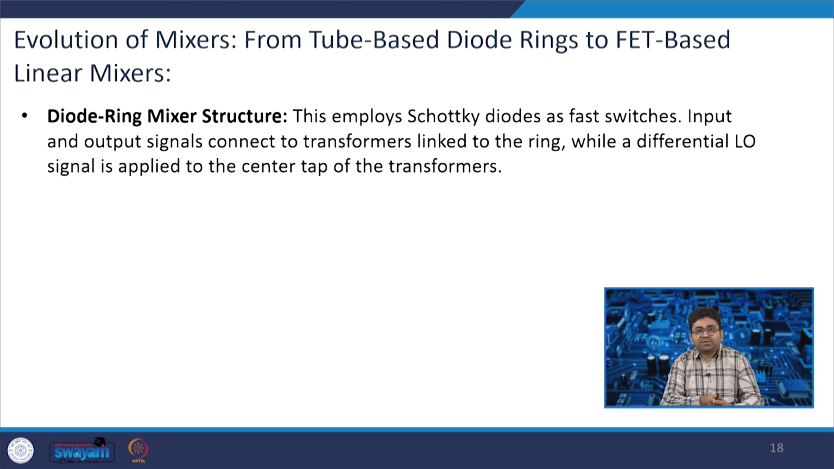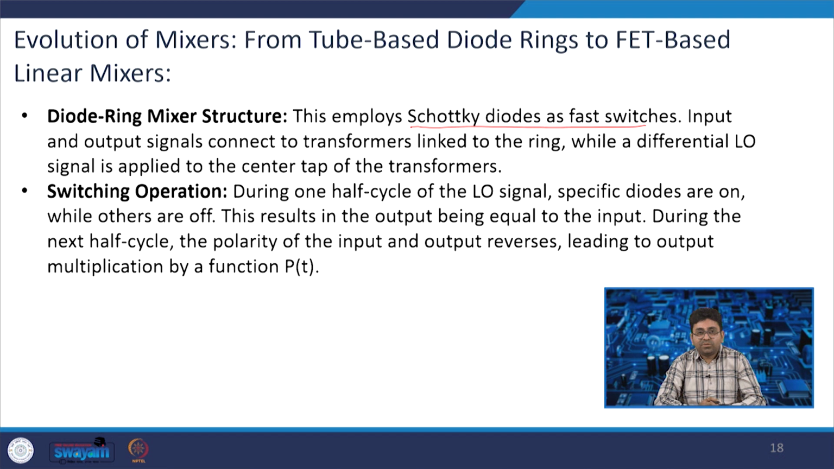So, the diode ring mixer structure employs the Schottky diode. The Schottky diode is fast in switching, and it can switch up to terahertz. Input and output signals connect through transformer links to the ring, while a differential LO signal is applied to the center tap of the transformers. So, this is how the diode ring mixer works. How does the switching operation work? During one half cycle of the LO signal, specific diodes are on while others are off. This results in the output being equal to the input, and during the next half cycle the polarity of the input and output reverses, leading to the output multiplication by a function of a Pt.